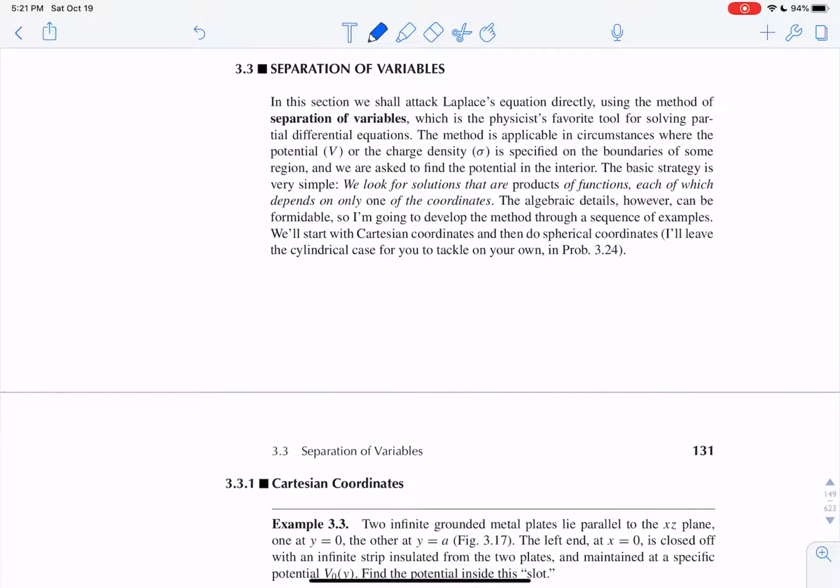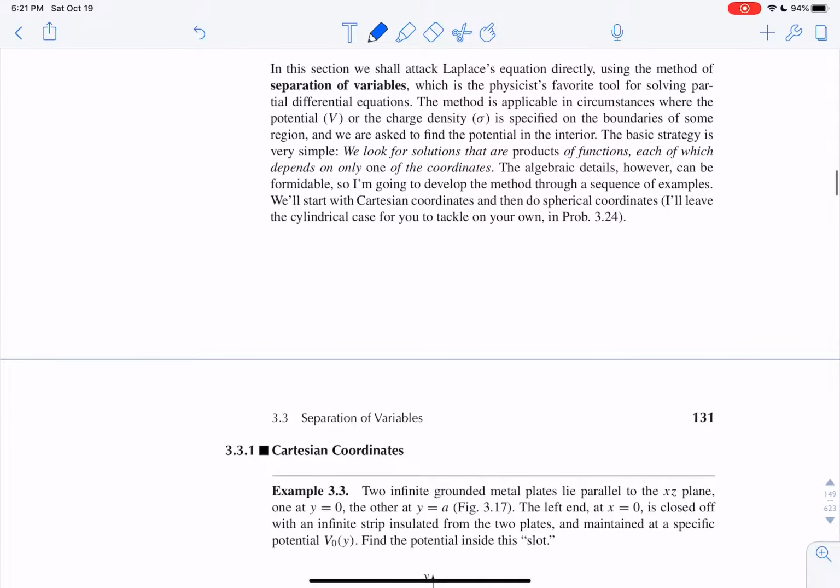Okay, 3.3, separation of variables. In this section, we shall attack Laplace's equation directly using the method of separation of variables. So Laplace's equation, del squared V equals 0. That's what we want to solve. Rather than coming up with these little tricks and doing the method of images and other things, what if we were to solve it directly?